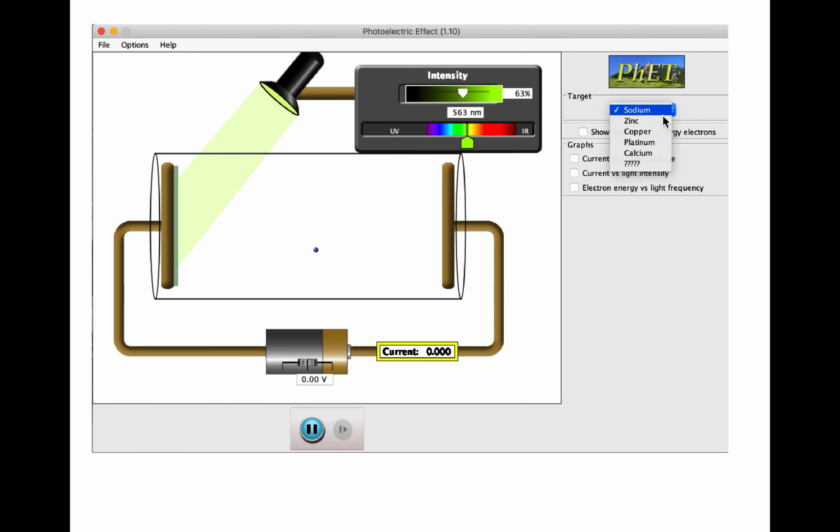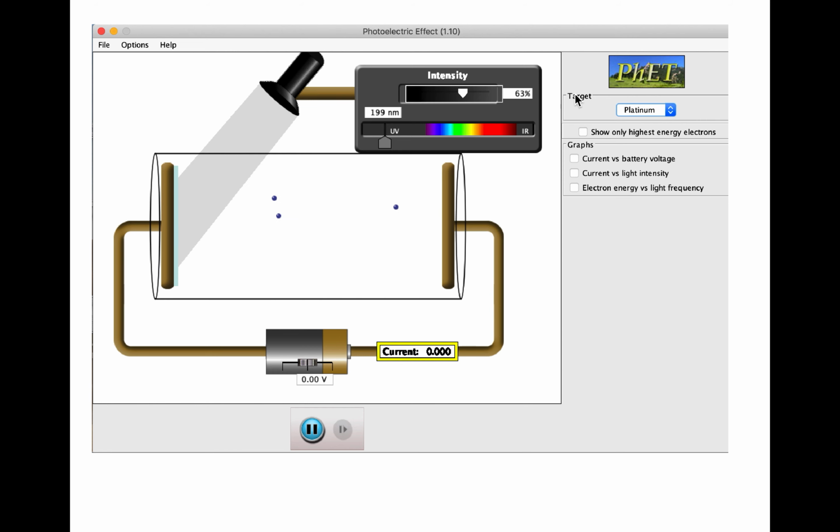What if we change the surface? I'm going to change it to copper. I don't see any being ejected. If I take it towards red, I don't see any being ejected. What if I shorten the wavelength? Shorter, shorter. Okay, so for copper, I have to have a much shorter wavelength compared to sodium. Now they're being ejected once again. So the metal itself also seems to be important.